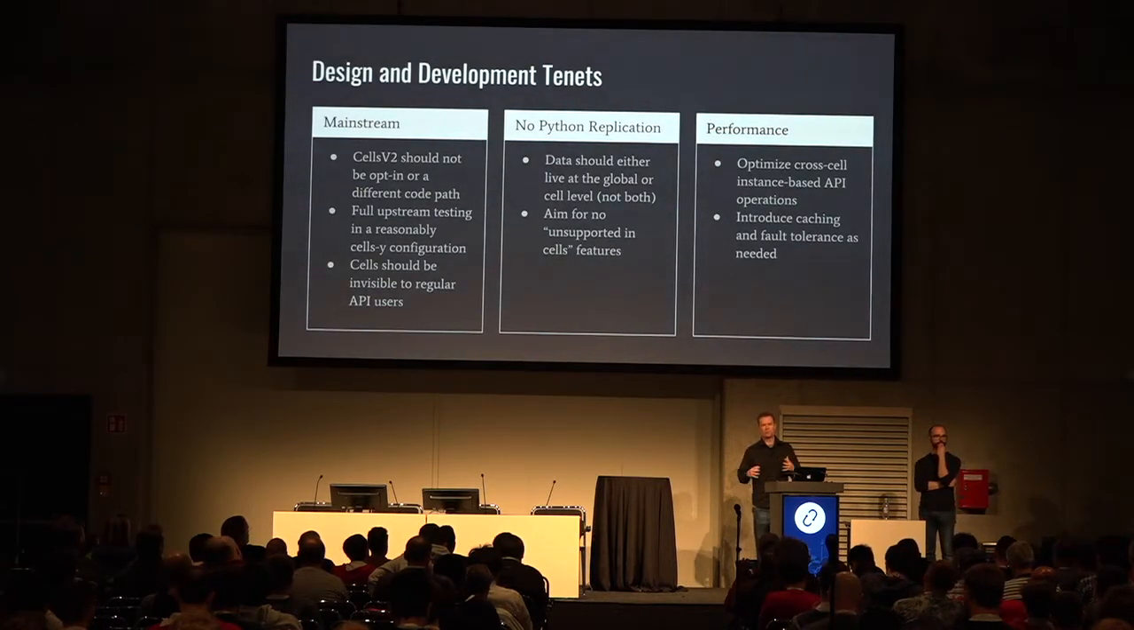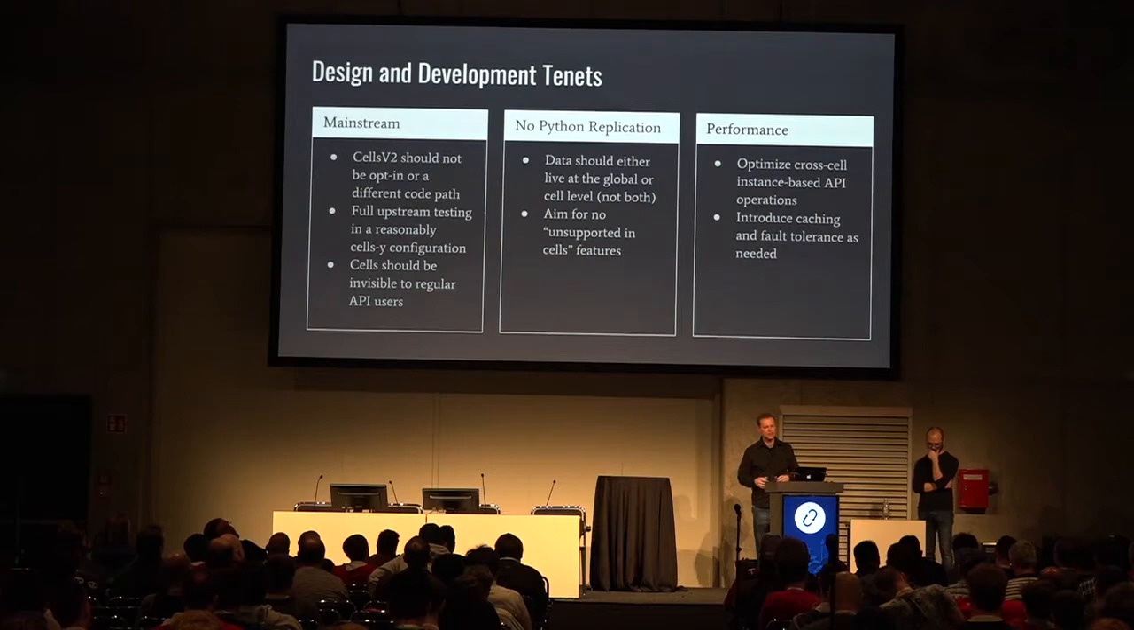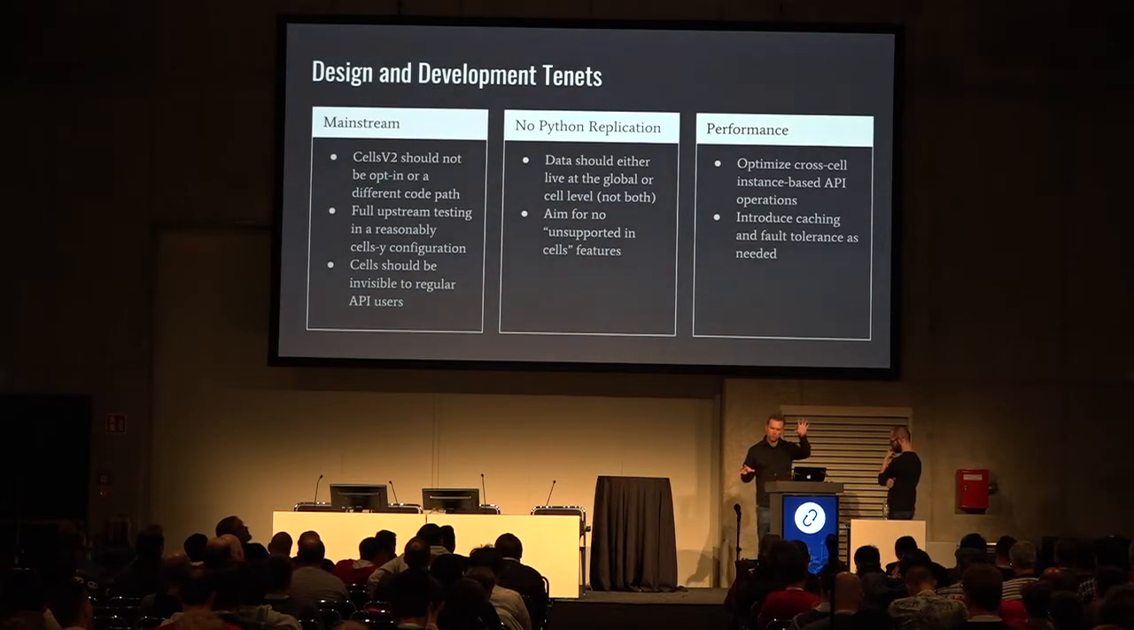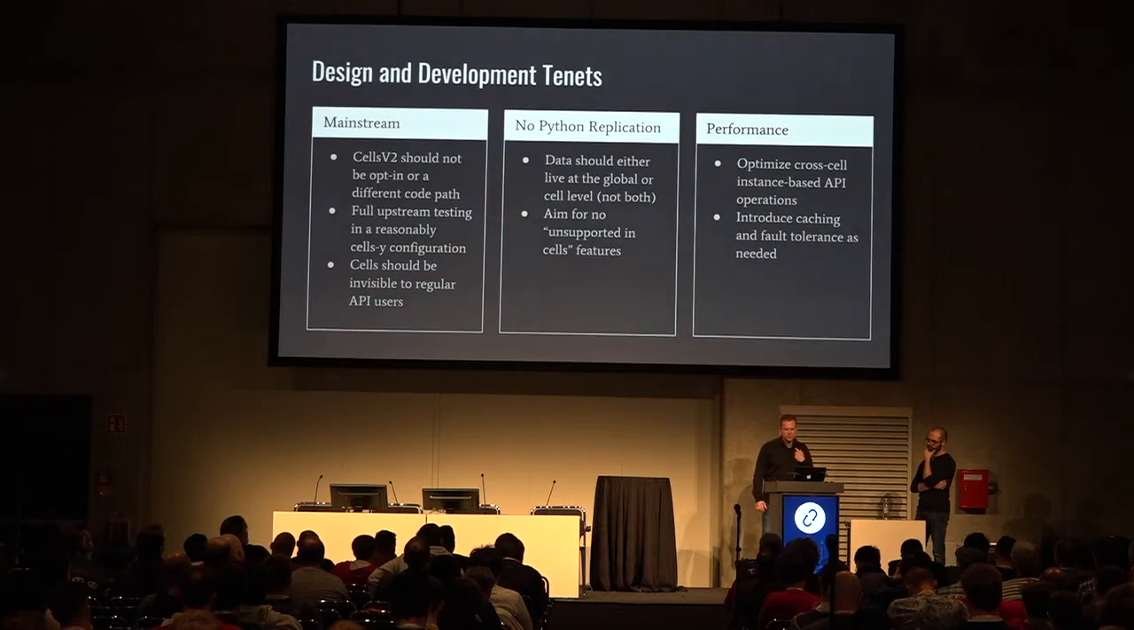So a big problem with that was either not replicating data in both places or replicating it and keeping it in sync. So the point here was to decide for each piece of data that Nova keeps track of, is that a global thing or does that live in the cells? And of course, aim for no "only supported without cells" kind of features.